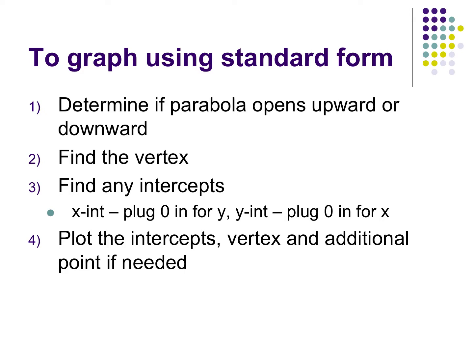Okay, if it's in standard form and we're graphing it, we're going to approach it this way. The first thing we're going to do is look at it and determine does it open up or does it open down. Positive x squared, it opens up. Negative x squared, it opens down. Then we're going to find the vertex, which is that HK, and then we're going to find the intercepts. So for the x-intercept, we plug 0 in for y. For the y-intercept, we plug 0 in for x.